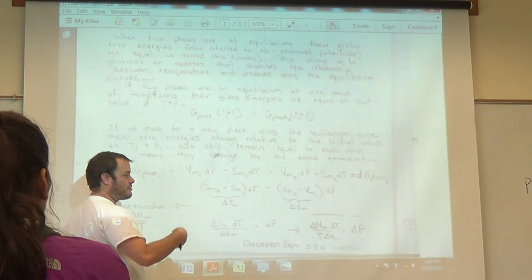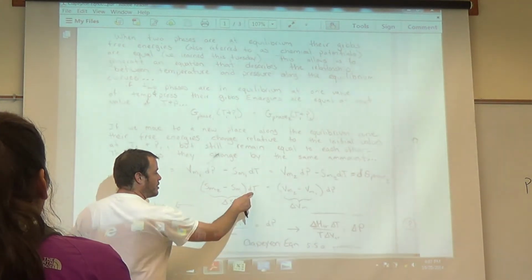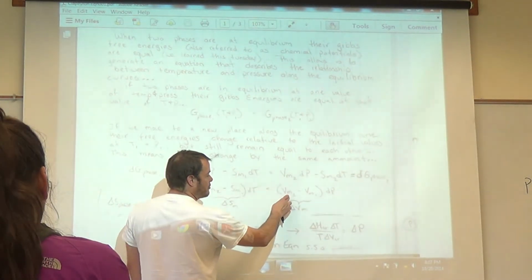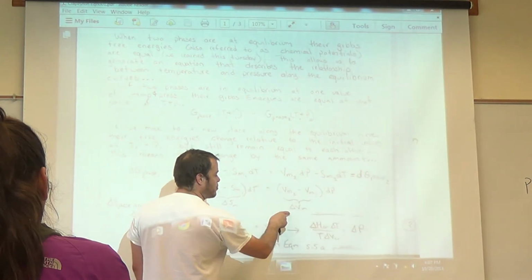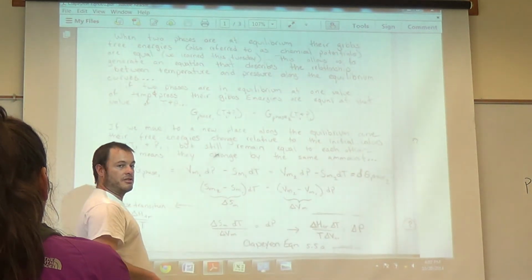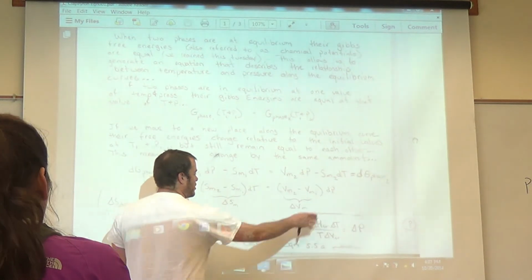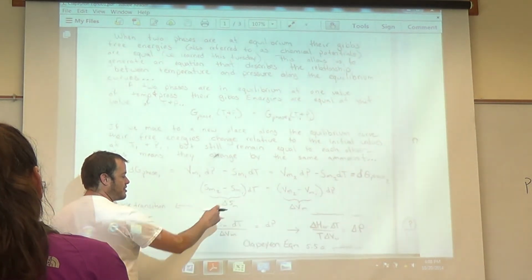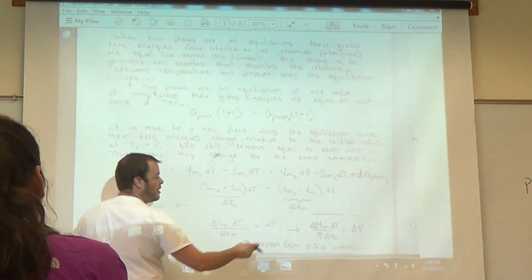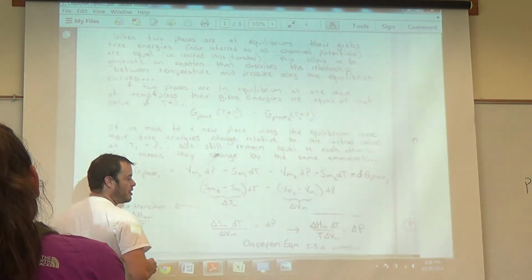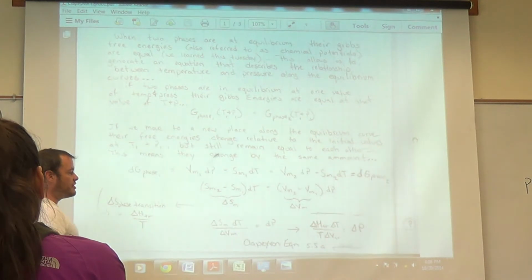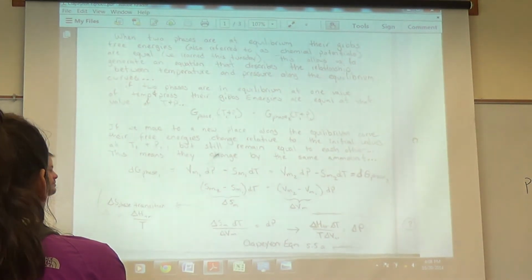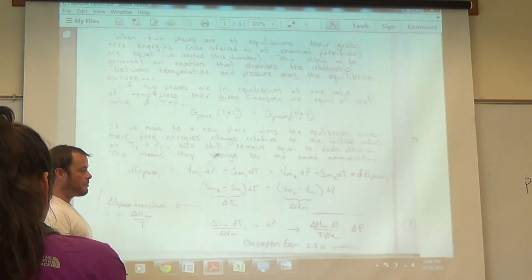Reorganizing terms, we get S of phase 2 minus S of phase 1, which is delta S of the phase change, times dT, equal to the molar volume of phase 2 minus the molar volume of phase 1, which is delta V, the change in the molar volume, times dP. We'll recast this expression: we stick delta S over here and delta V in the denominator, and we get dP equals delta S dT over delta Vm.